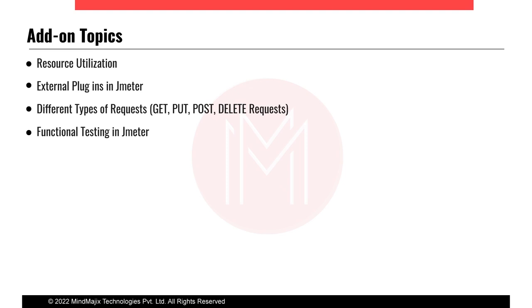That's it. Then an important concept would be the different types of requests: get, put, post, delete. How can we perform those in JMeter? Without this, you cannot run any performance test.